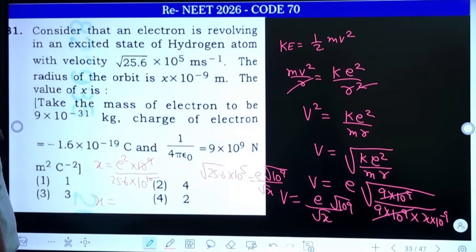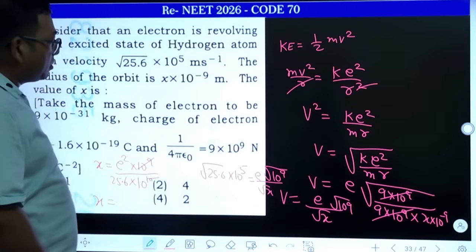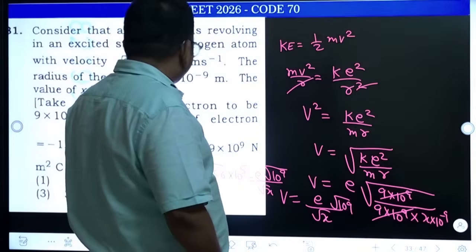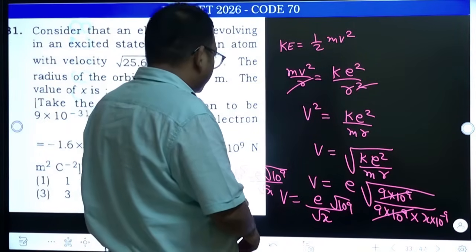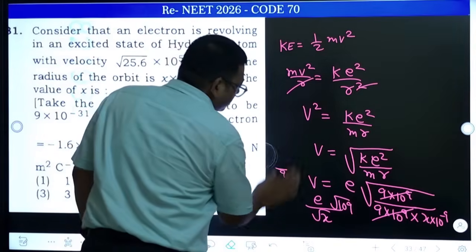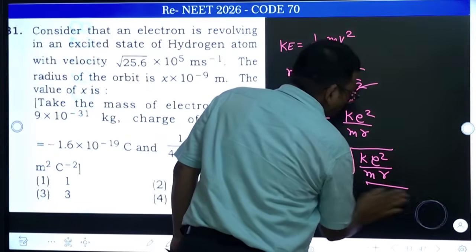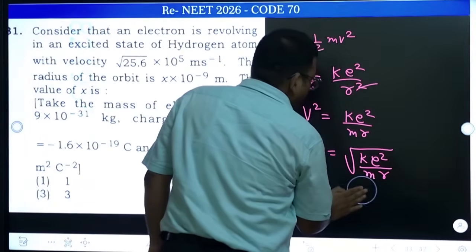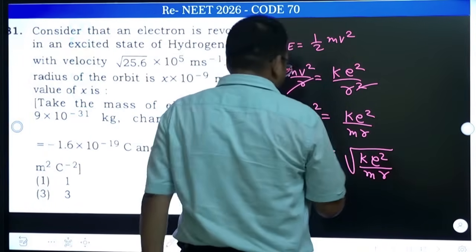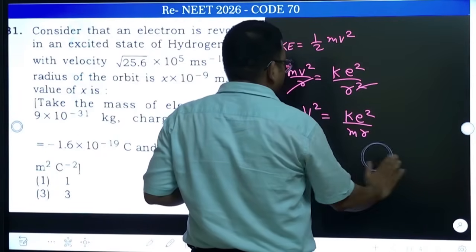E is very small, right? Take the mass of electron. Mass, I think we have not taken properly. 9 into 10 to the power minus 31 we have to take. A mistake has happened here in the calculation of mass. Okay, so let us square this and calculate r. So here itself we can calculate now. Radius we can calculate directly from it.